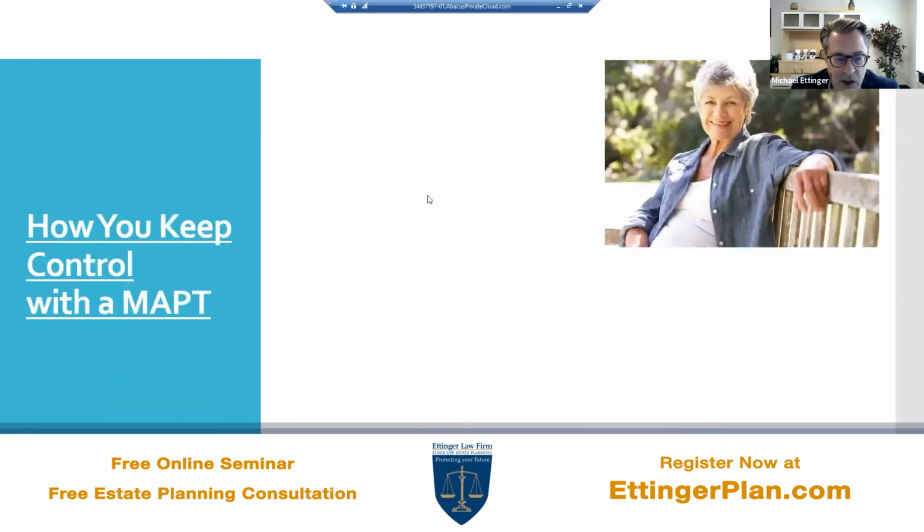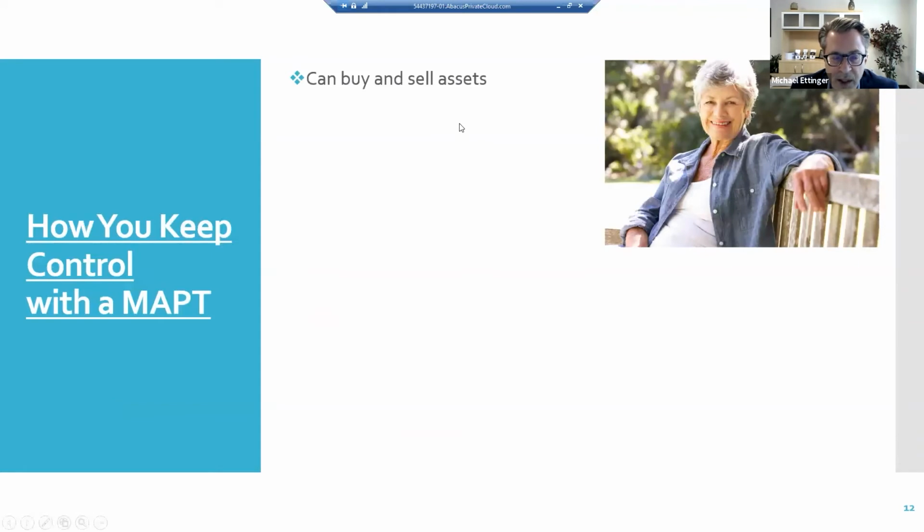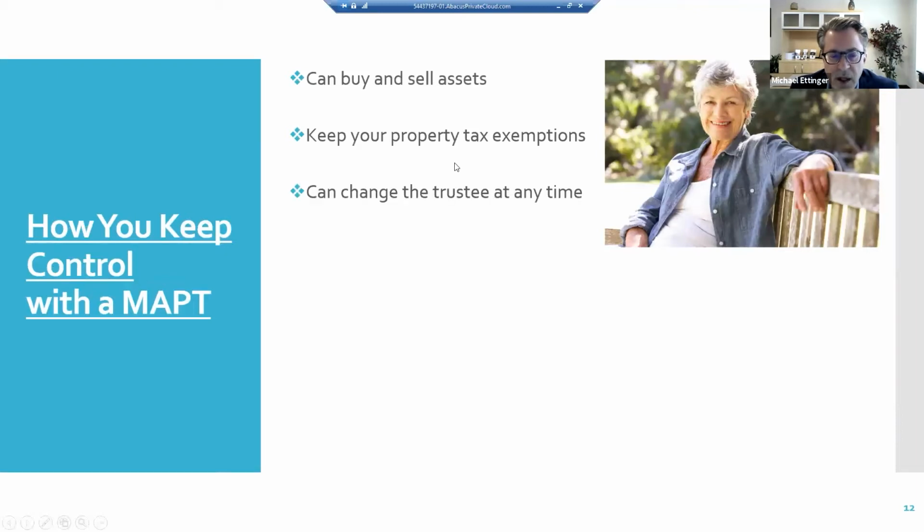The trust basically solves that problem because the trust can buy and sell assets. The trust can sell the house, get the money and invest it. We mentioned you keep your property tax exemptions. Control: you can change the trustee at any time. You can change who you leave it to. So I'm always amazed when I see somebody come in with a Medicaid trust or an irrevocable trust and the lawyer didn't reserve these rights, because it's common sense. People change their minds, things happen.